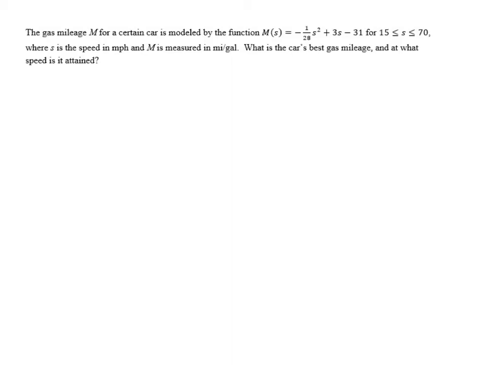So engines are built in a way that tries to optimize efficiency for speeds that we might actually be driving at fairly often. One thing they can do is test the gas mileage at different speeds, and they can use that data to get a model that represents the efficiency. In this case, the model is negative 1/28 s squared plus 3s minus 31, and that is accurate for speeds between 15 and 70 miles an hour.